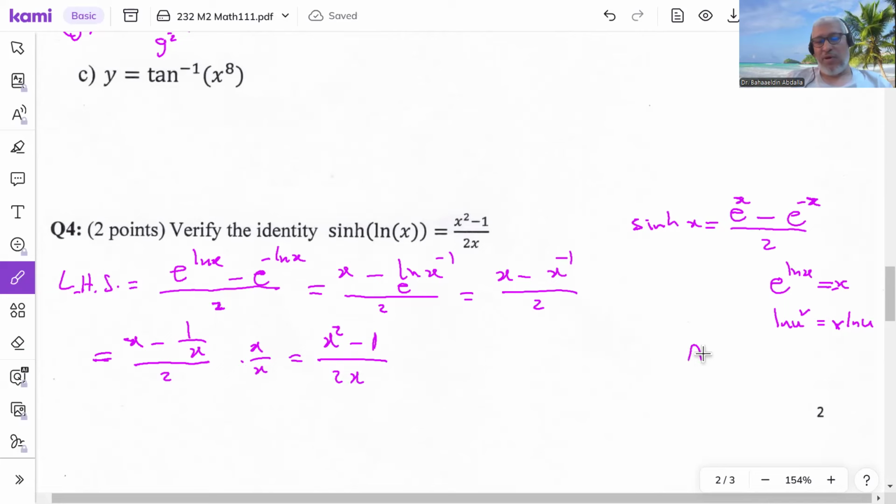Remember, whenever you have two fractions, how to multiply two fractions? You multiply a times c up and b times d down.